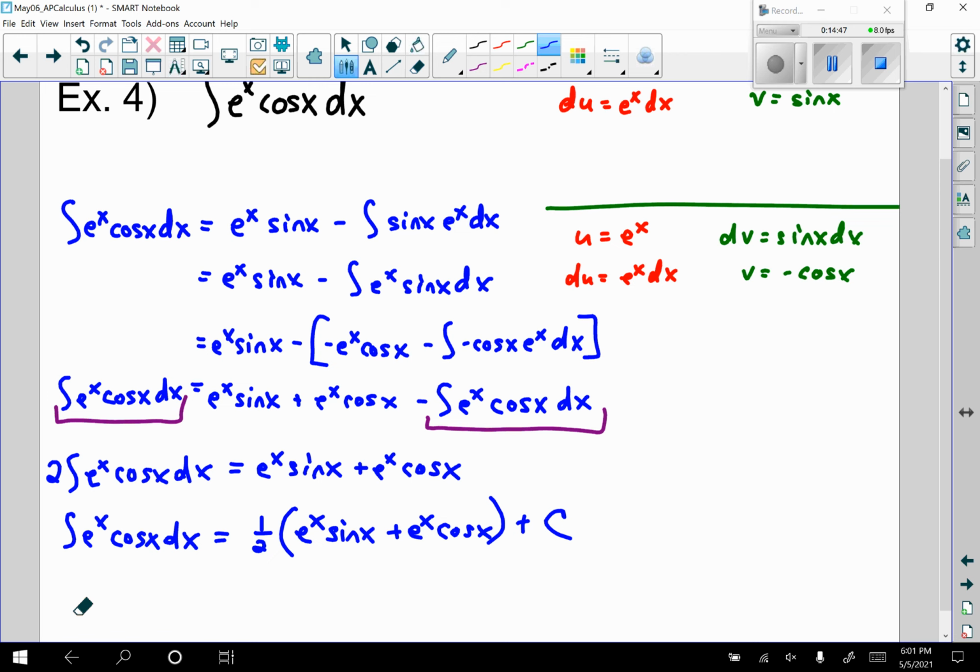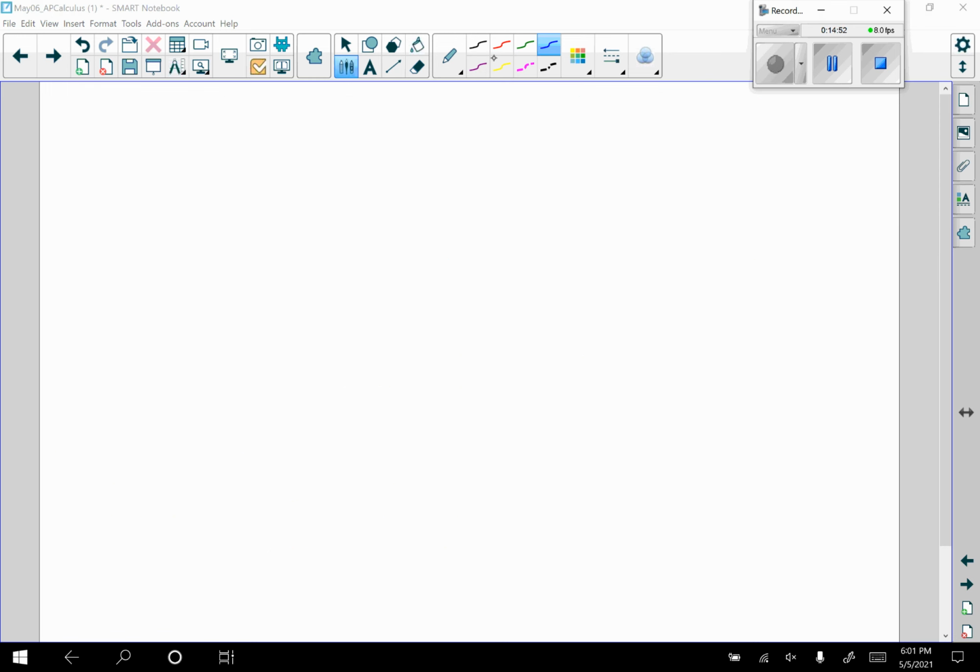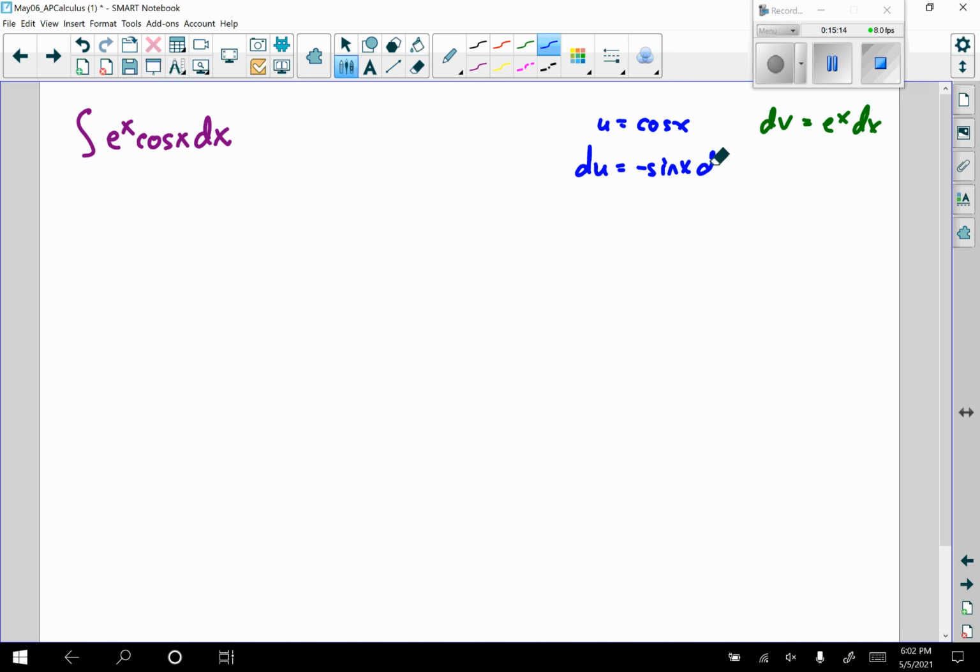Now let's try it the other way. See if maybe it was a little bit easier. All right, so now let's let u equal cosine x, and then dv will equal e to the x dx. So now du is going to equal negative sine x dx, and v is just going to equal e to the x.